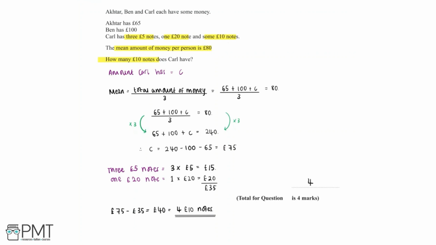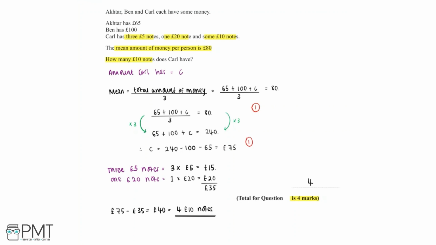Now this question is worth 4 marks. We get the first mark for using the mean in order to find that 65 plus 100 plus C, all divided by 3, is equal to 80. We get the second mark for rearranging to find that C is equal to £75.